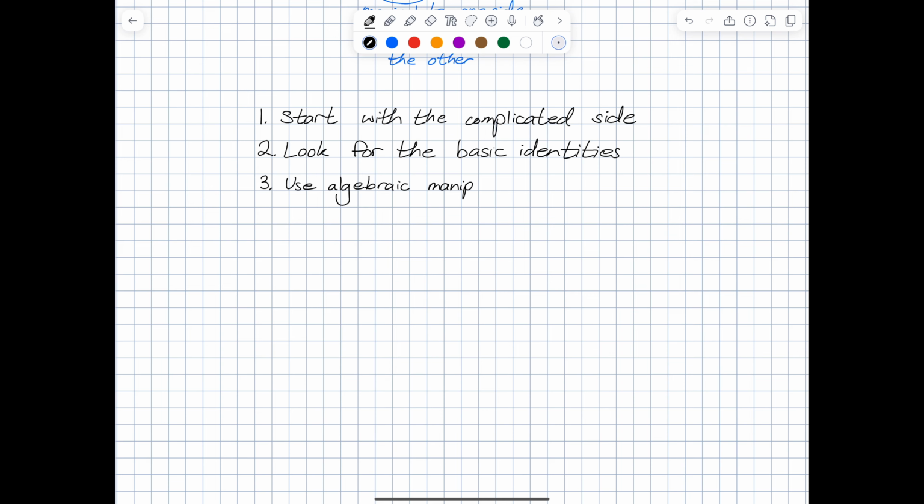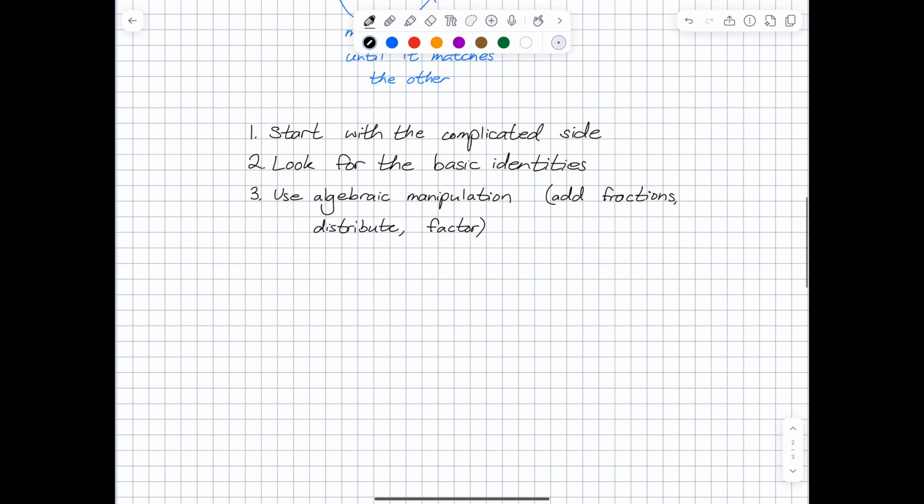What I mean by that is you might add fractions together. That means give them a common denominator and then add or subtract them. You might distribute something over a set of parentheses, or you might factor to simplify a fraction. Those are very common techniques that we will use to manipulate one side.